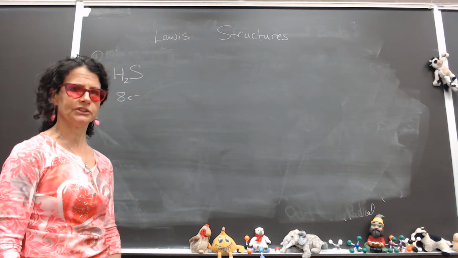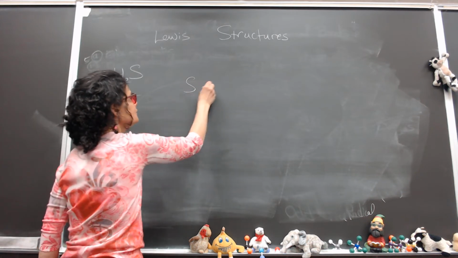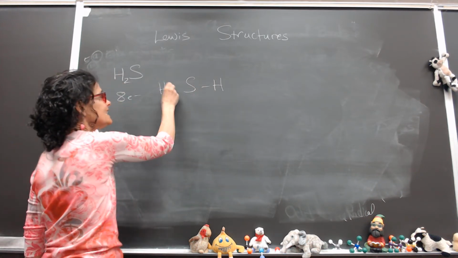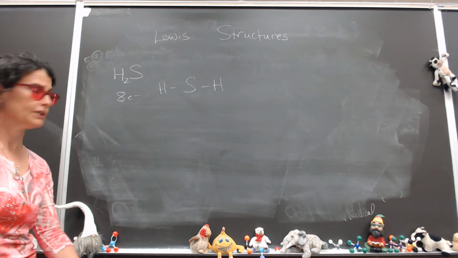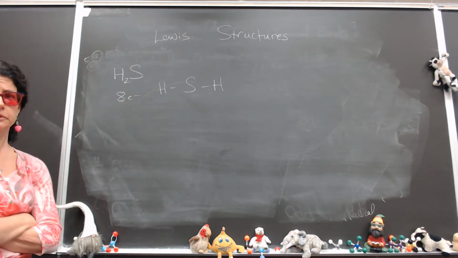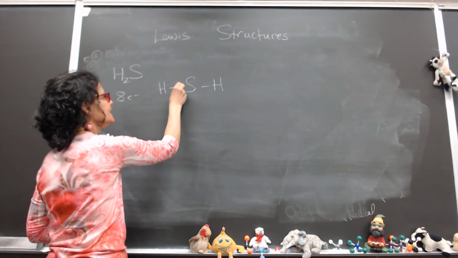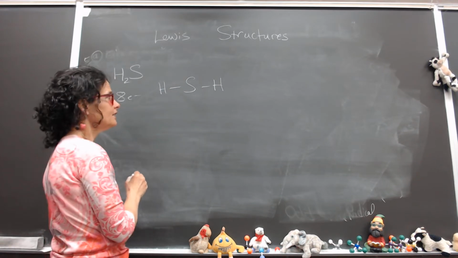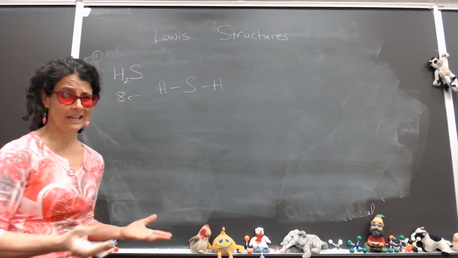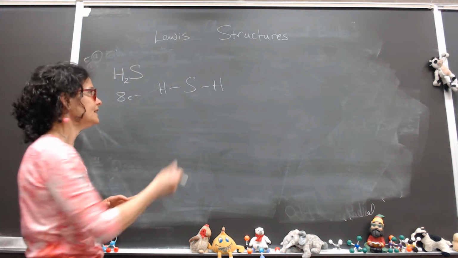Each hydrogen has just 1. Sulfur goes in the center. Hydrogen is never, ever in the center, and that's because all hydrogen can do is make a bond. So we make a line, and then no dots on hydrogen, so you have to skip step number 3.